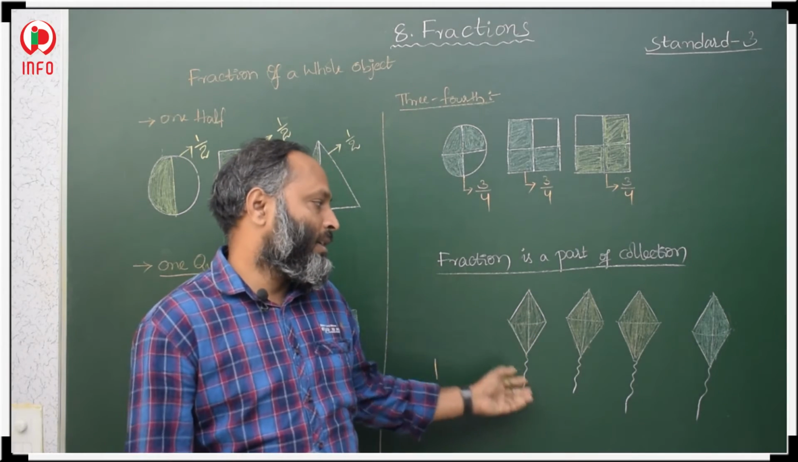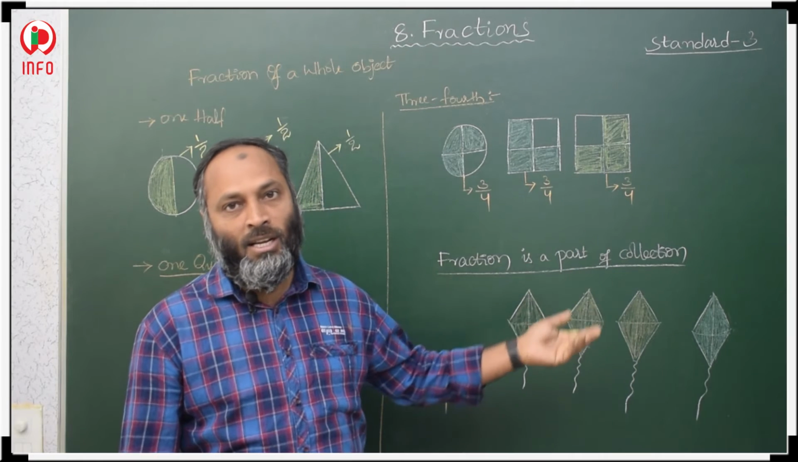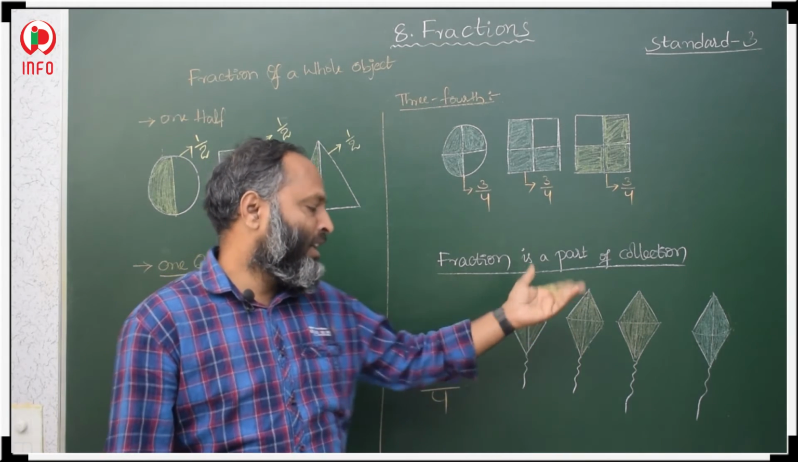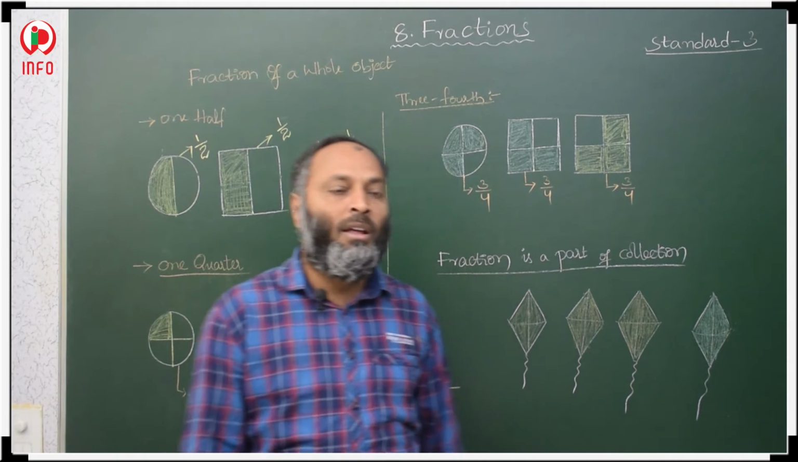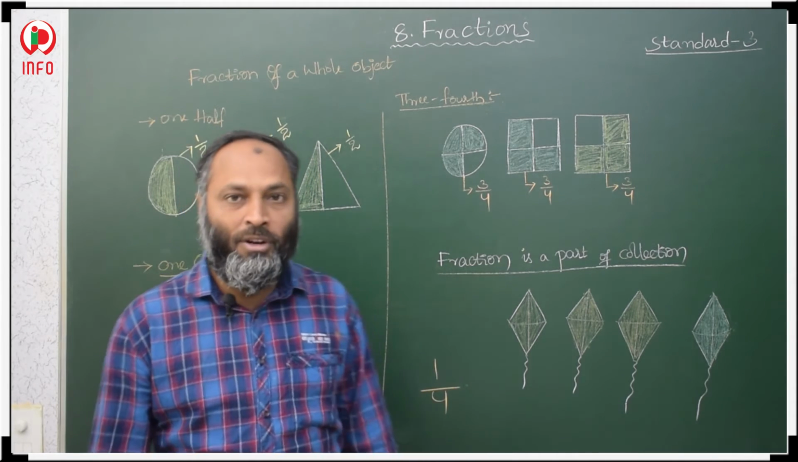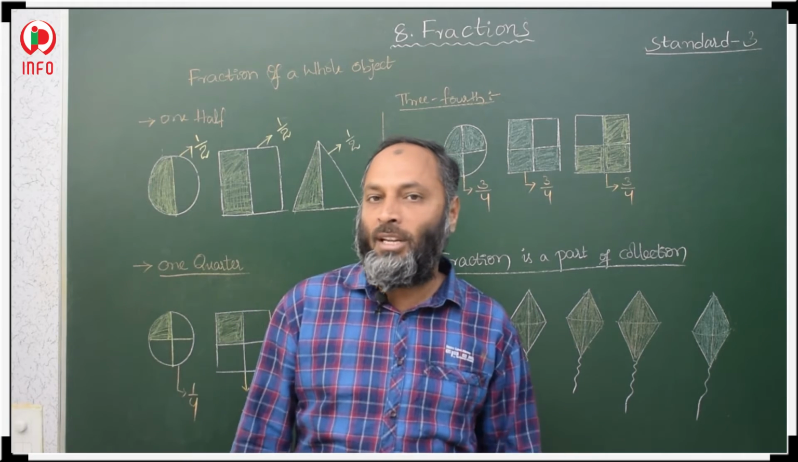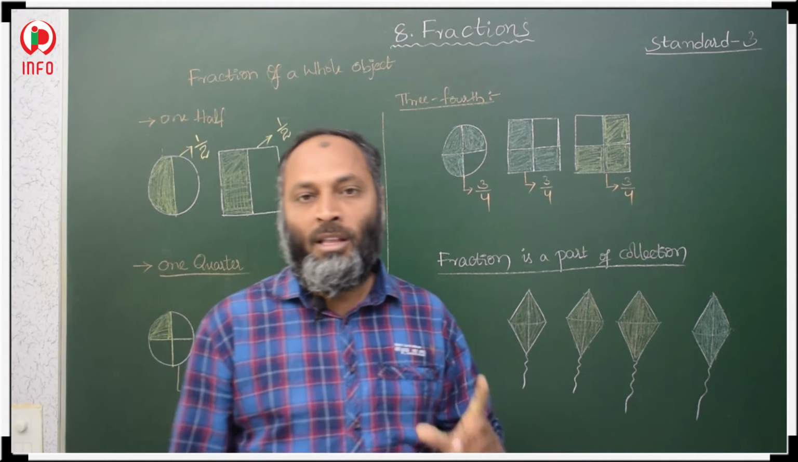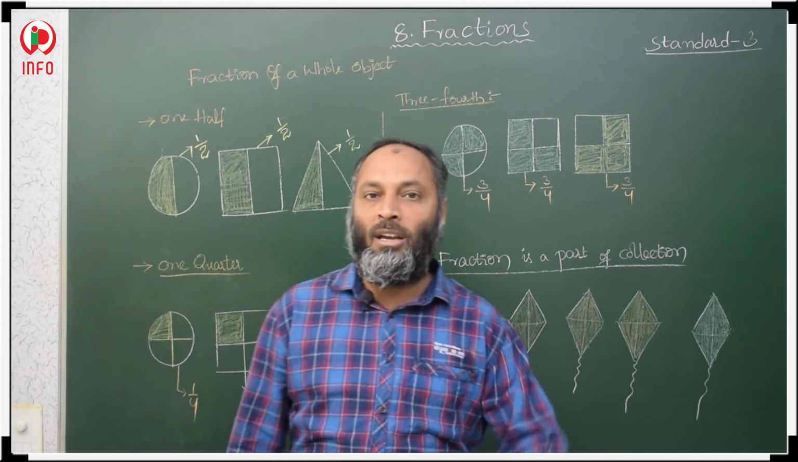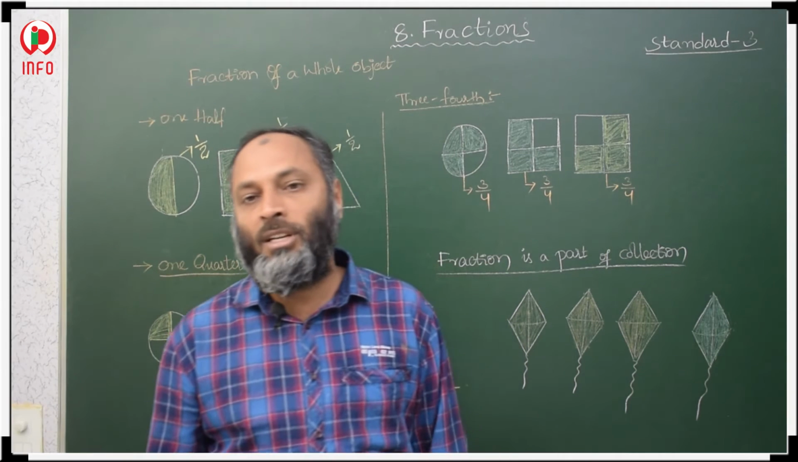Here, what is the collection? Kites. Kite is our collection. In this collection, we need the fraction of green color kites. So, the total kites go in the denominator, and in the numerator we have to write how many green color kites we have. That fraction shows what fraction part of the collection you have. Okay, students.